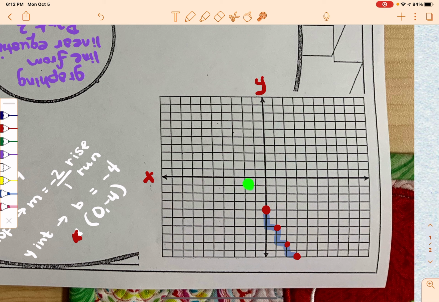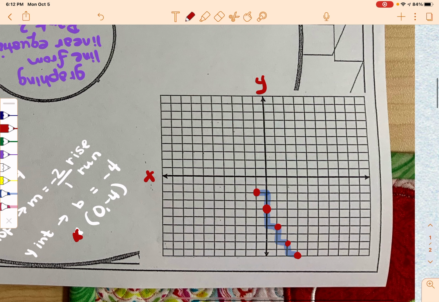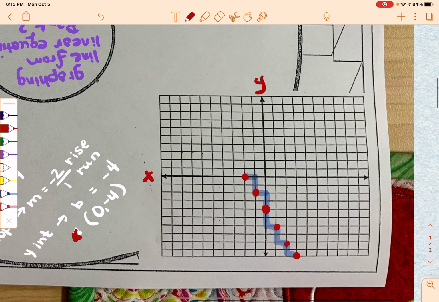Now, I know there are more points back here, so I'm going to work my way backwards. Going up 2 and back 1. Up 2 and back 1. And I'm just going to keep going until I run out of room.